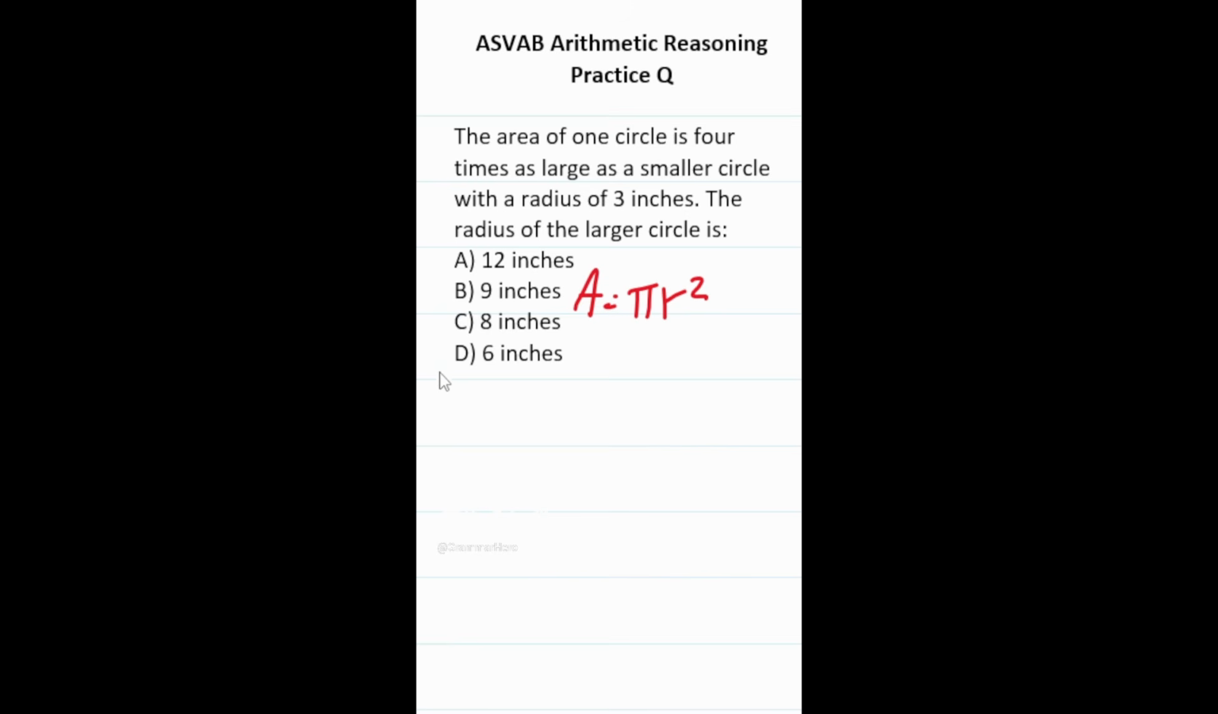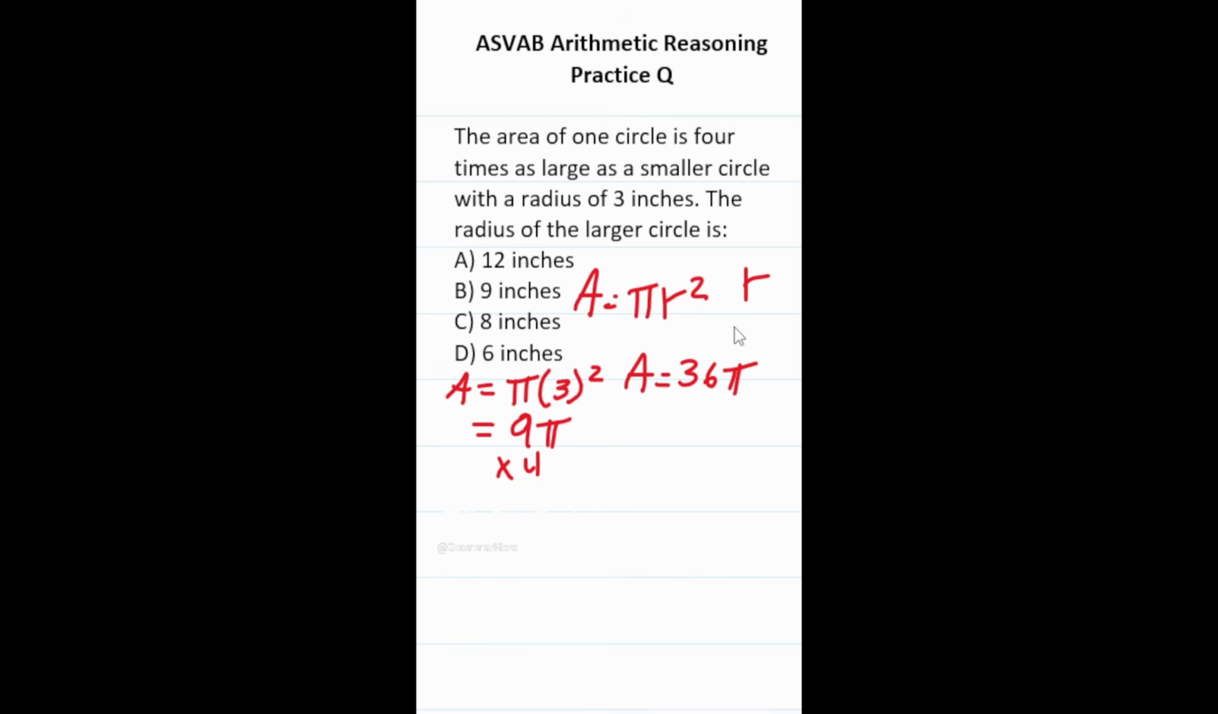Let's talk about the area of the smaller circle. That's going to be area equals pi times its radius squared. Its radius is 3, so this is going to be 3 squared. In other words, its area is 9 pi. We know that the larger circle has 4 times the area of the smaller circle, so its area is going to be 4 times 9 pi. 9 times 4 is going to be 36. So the larger circle has an area of 36 pi.